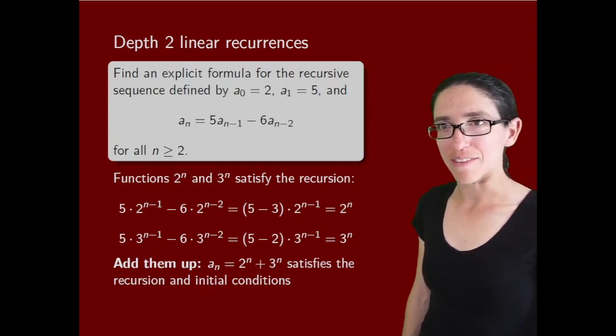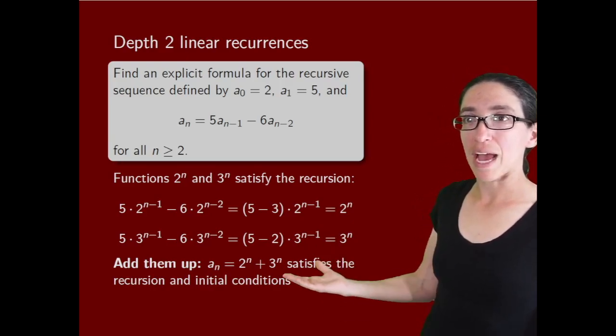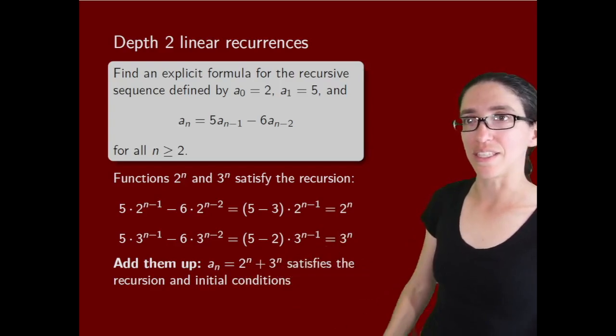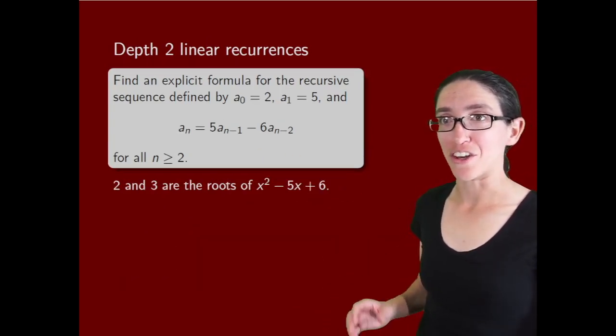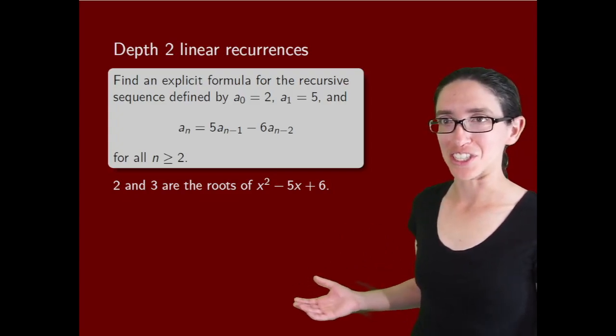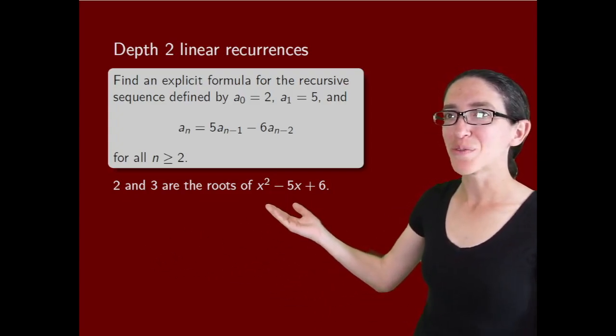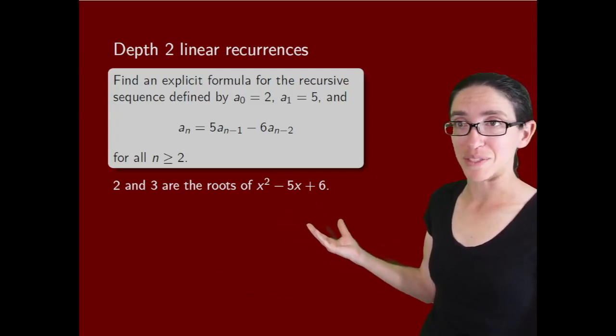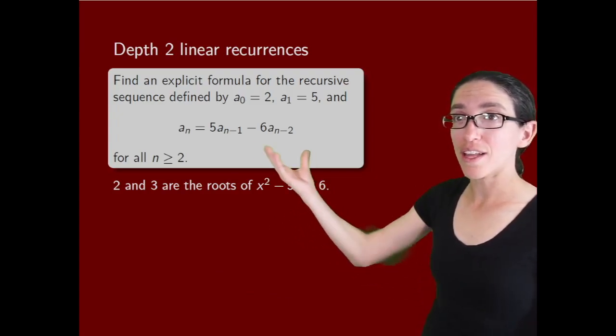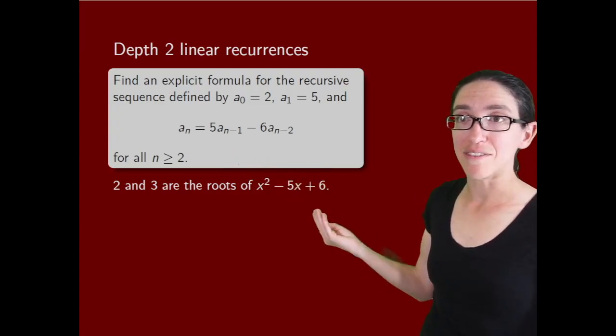But how would we have thought of that? What if it's not easy to guess the powers, something to the n and something else to the n, that satisfies this recursion? This is where a special polynomial comes in, called the characteristic polynomial of the recursion. 2 and 3 are the roots of x squared minus 5x plus 6. If you factor this, it factors as x minus 2 times x minus 3.